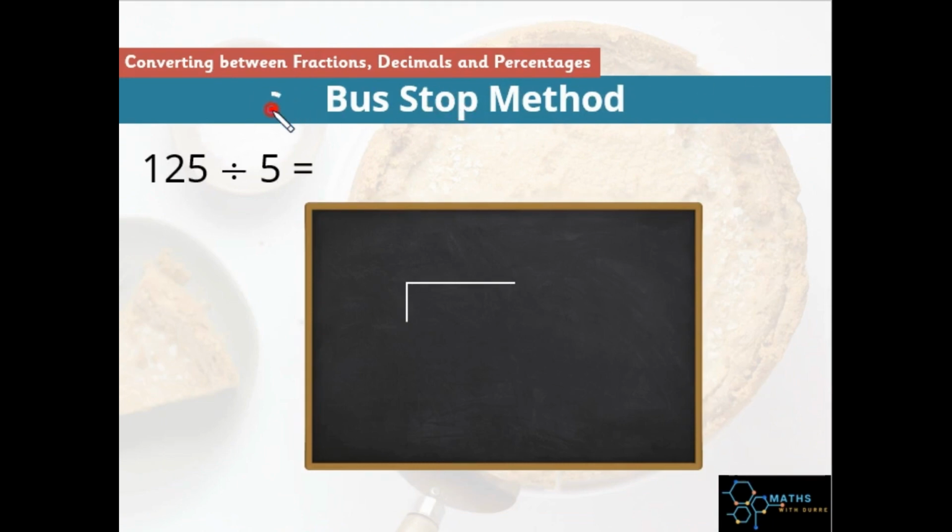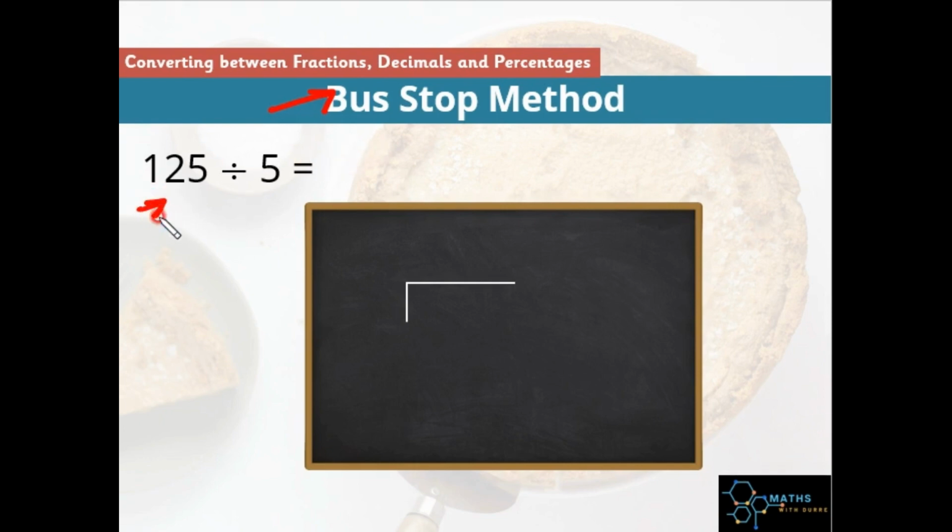Let's begin with the bus stop method. This method is a way of doing long division without actually doing long division, right? Instead of writing out all the steps, we use a simplified method that involves drawing a bus stop. Let's see how it works with an example.